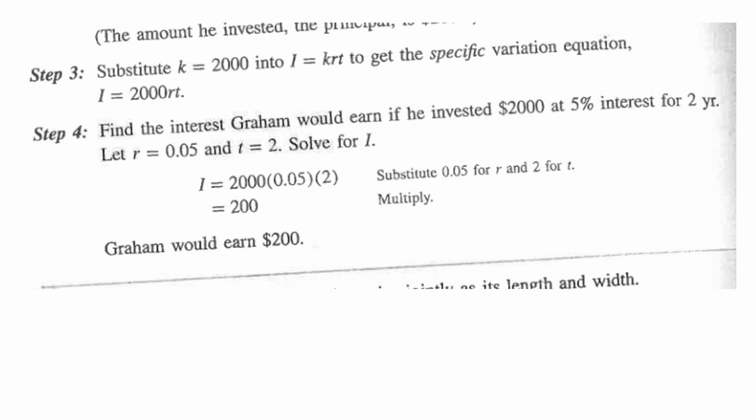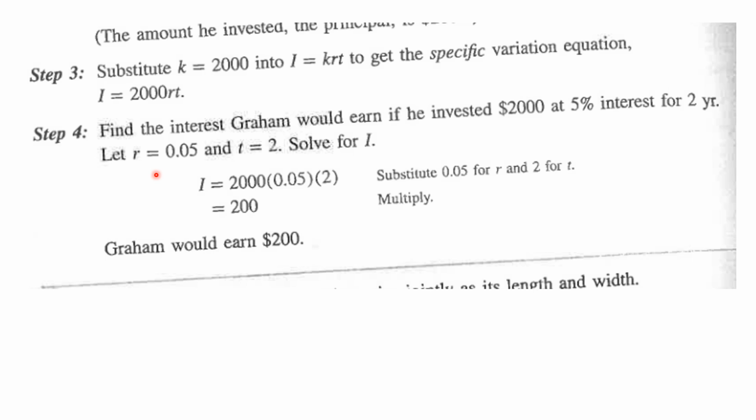So K was 2,000. That means that the very specific variation equation is I is equal to 2,000 times R times T. So step 4, we want to find the interest that he will earn if $2,000 was invested at 5% for 2 years. Well, here R is 0.05 and T is 2.